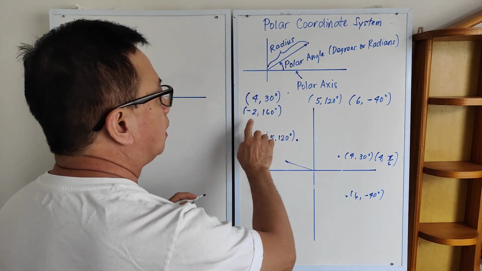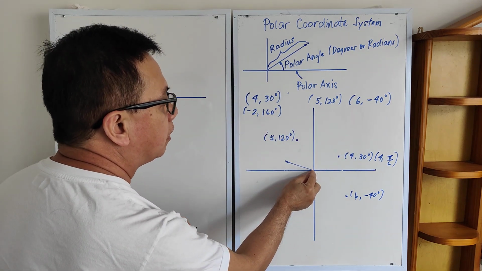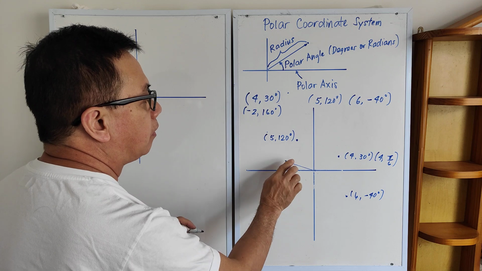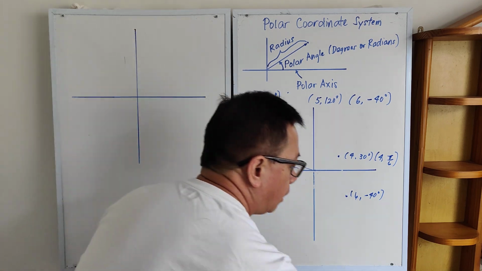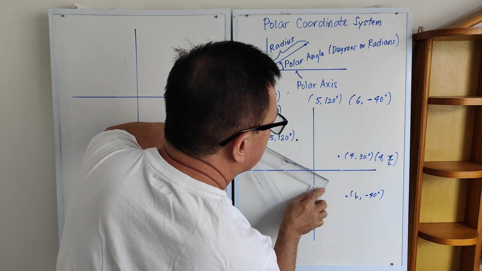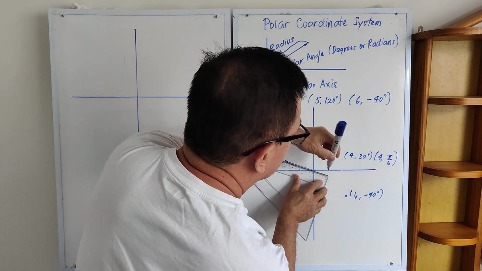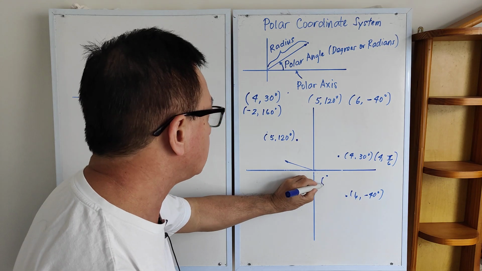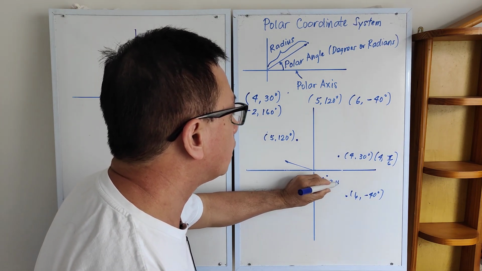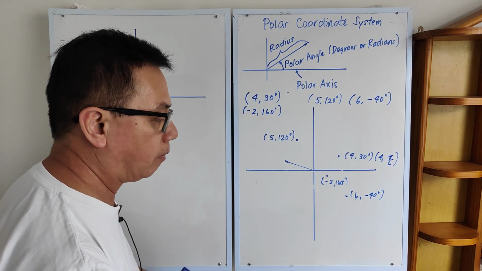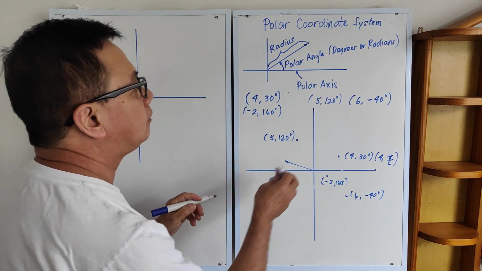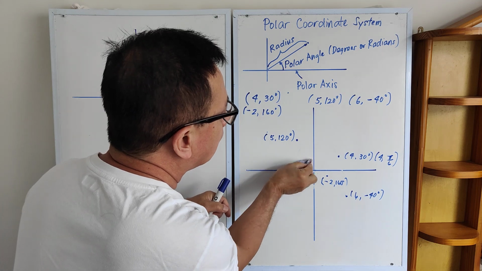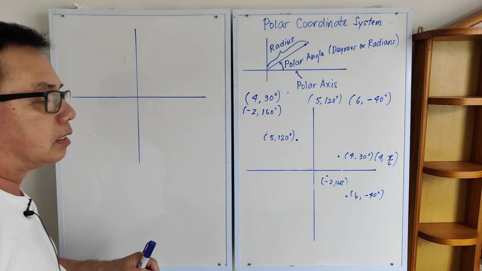So normally, if this is positive, we count from here 2 units. But because this is negative, instead of going this way, we go to the other way. Negative 2 would be in here. So this would be your point. So this point now is negative 2, 160 degrees. So we can erase this line. So this is your point, negative 2, 160 degrees.